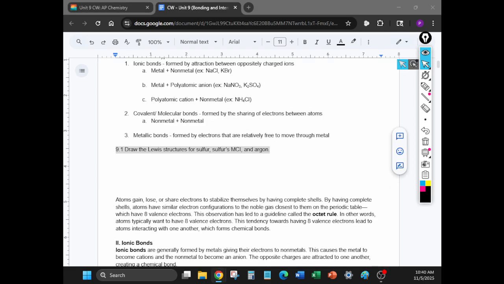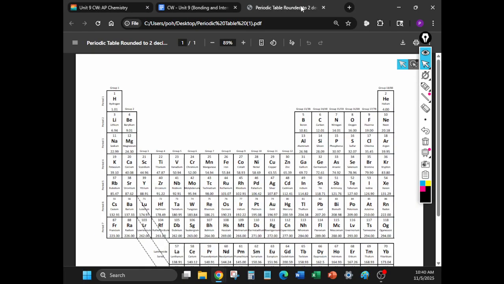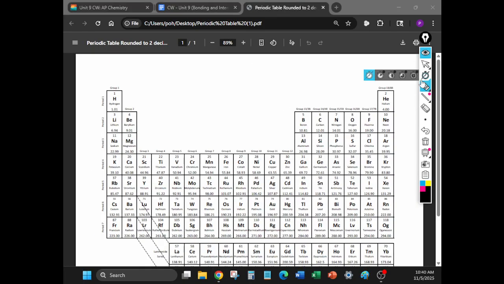Okay, for this we're going to need your periodic table, so let's pull that out. We're going to start with sulfur. Lewis structures are very easy. You're just drawing the valence electrons. Just count the boxes in the row till you get to that element. So sulfur is box number 1, 2, 3, 4, 5, and 6. So you're going to draw 6 dots around sulfur. That's the Lewis structure.